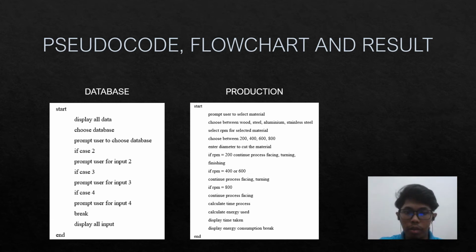If the RPM is 200, they will start to run the machine. Same goes to 400 or 600 or 800, and then display the energy consumption, break, and it will end.